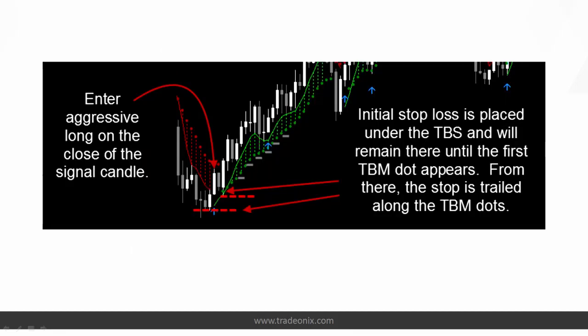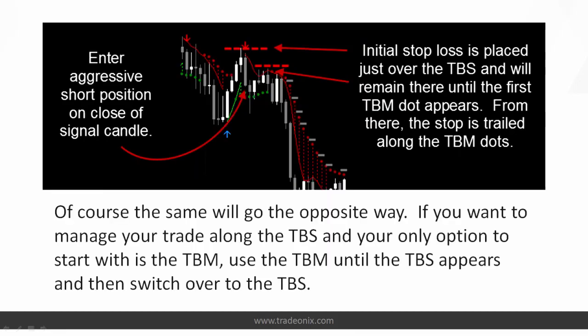This is an example of an entry. We enter aggressive as 3 out of the 4 indicators give us a signal, and then the initial stop loss is placed underneath the TBS. It will remain there until the first TBM dot appears. From there, the stop loss is trailed along the TBM dots. And this is a short example of that.